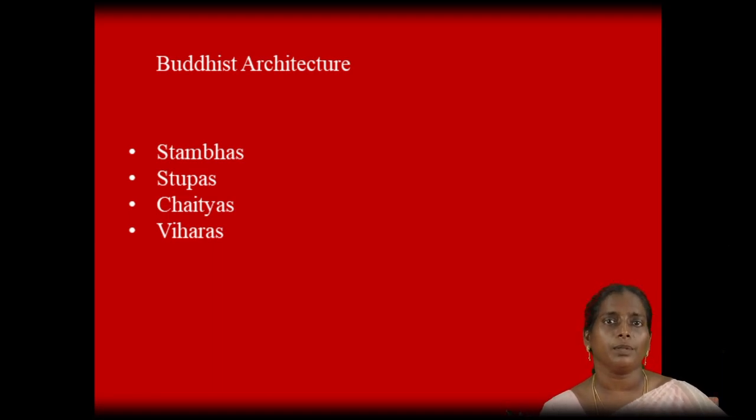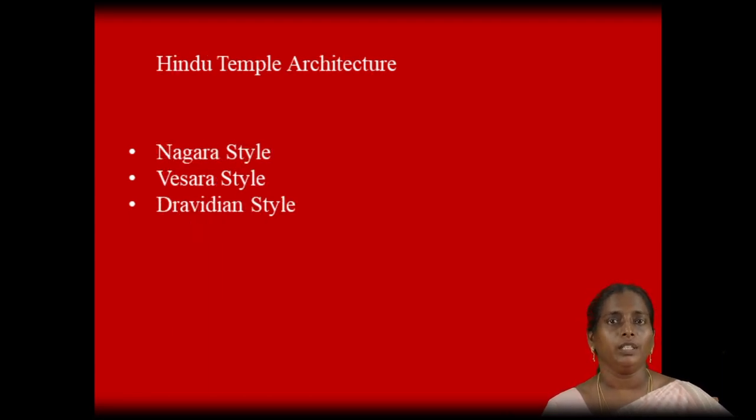The best example of Stambhas is the Sarnath Pillar, and the best example for a Stupa is the Sanchi Stupa. The best examples for Chaityas and Viharas are located in the Ajanta caves. Next one is Hindu temple architecture.